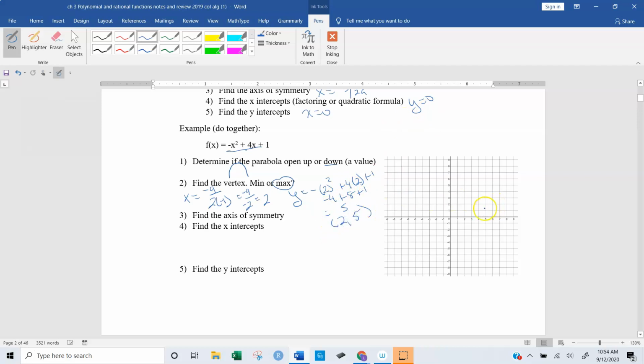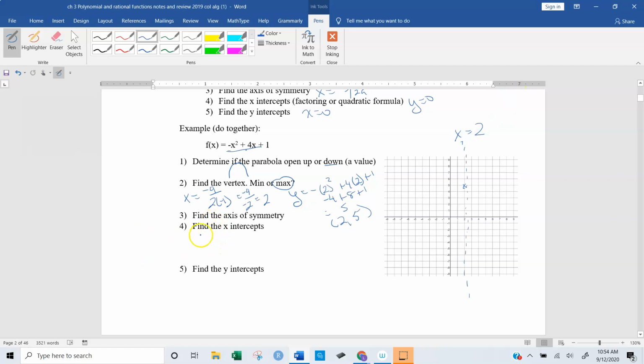So let's go graph this thing. We go to (2, 5), and this is my vertex. I should have put in my axis of symmetry already. I forgot to graph it, which was x equals 2. Now we're on to the x-intercepts.